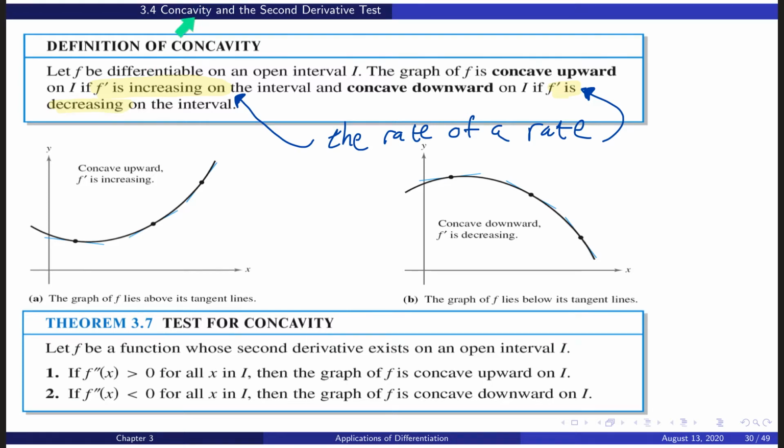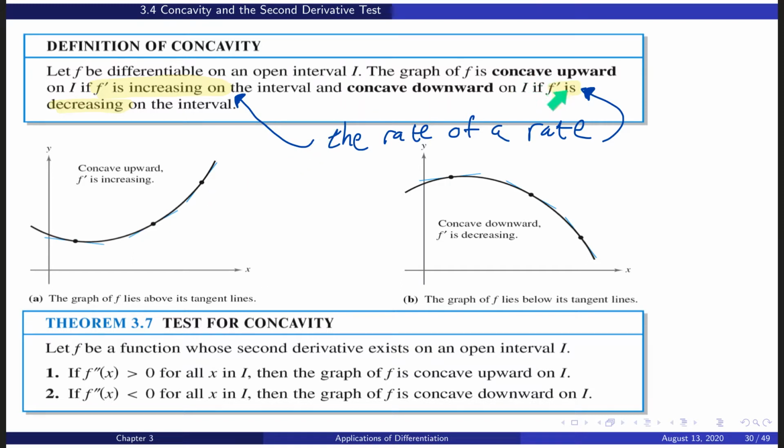Day 8 deals with concavity, the second derivative, and the second derivative test. Concavity is determined by the rate of change of the first derivative. So if your first derivative is increasing, you have a concave upward shape, and that's this left picture. The first derivative, or the slope of the tangent line, is negative here, but then the next place it's a little bit positive, and the next place it's even more positive. So the first derivative is increasing, which produces a shape that looks like a bowl or a cup.